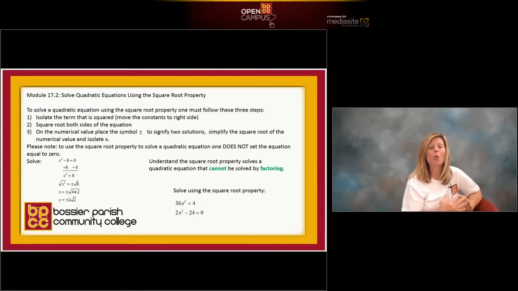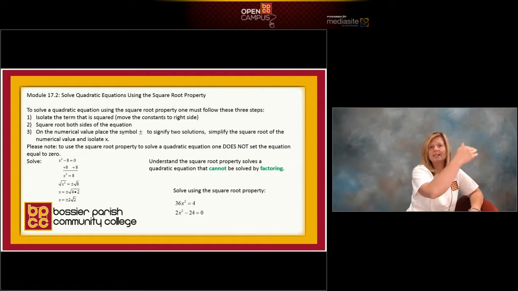Hey everybody, we are ready to learn now how to use the square root property to solve a quadratic equation. Just like factoring had 3 steps, so does the square root property. To solve a quadratic equation using the square root property, you have 3 steps, and they're different from the 3 steps we followed to factor.